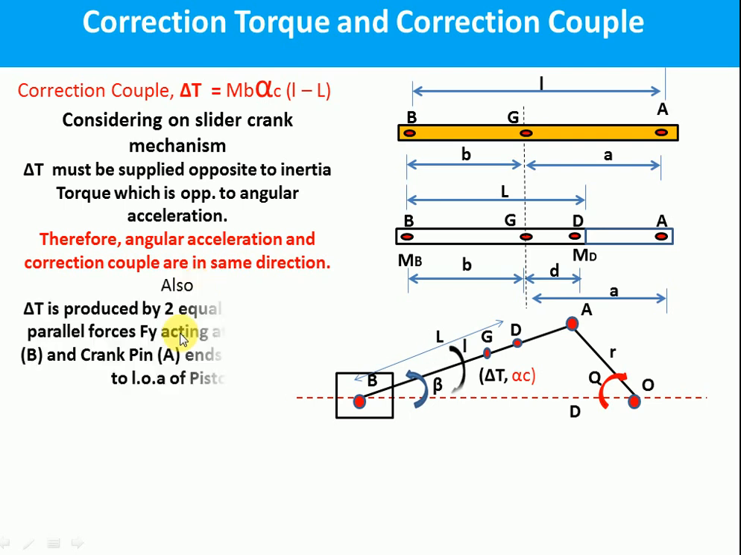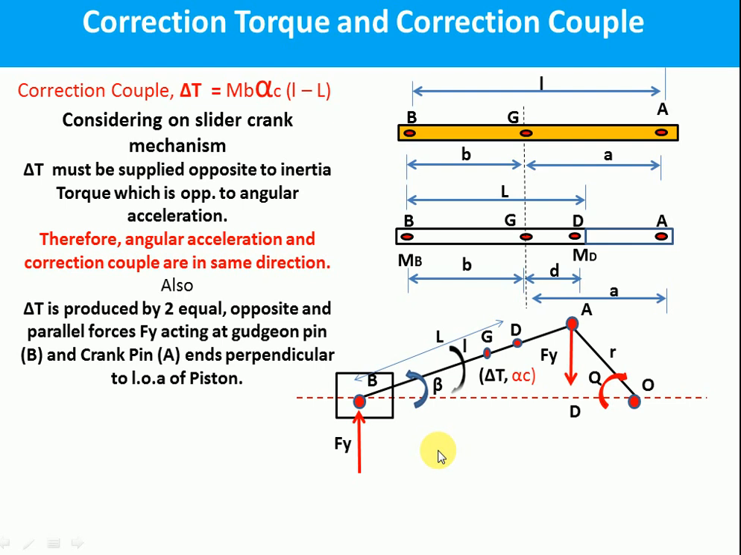Also, this delta T, the correction couple, is produced by two equal, opposite and parallel forces. A couple is always formed by two equal, opposite and parallel forces, say Fy, which act at point B, that is the gudgeon pin, and the crank pin, that is A, at the ends and perpendicular to the line of action of the piston. That is, this delta T is produced by two forces Fy at points B and A, which are equal in magnitude, opposite in direction and parallel to each other.